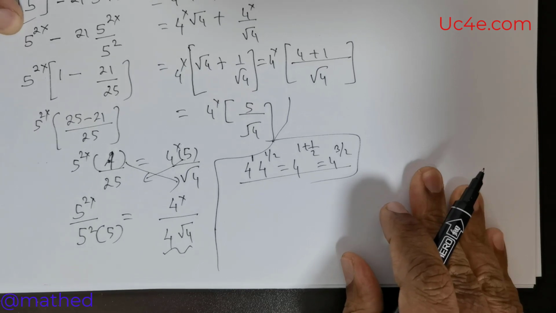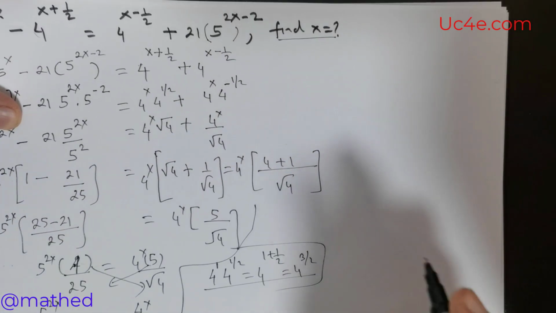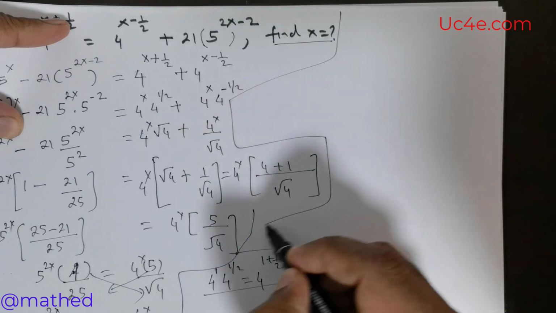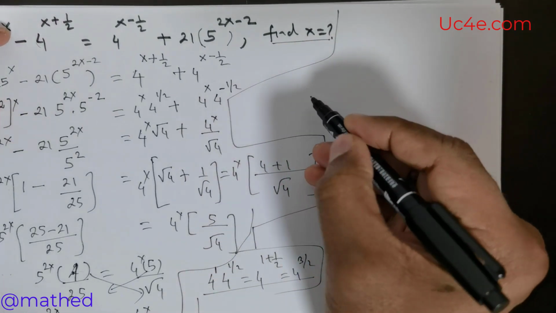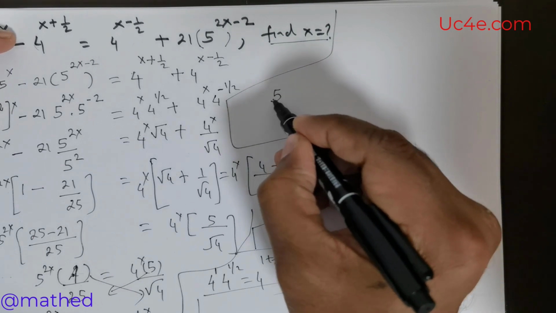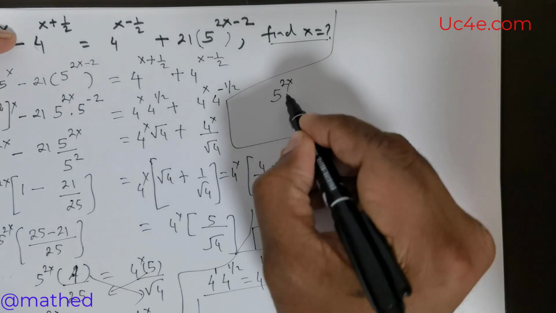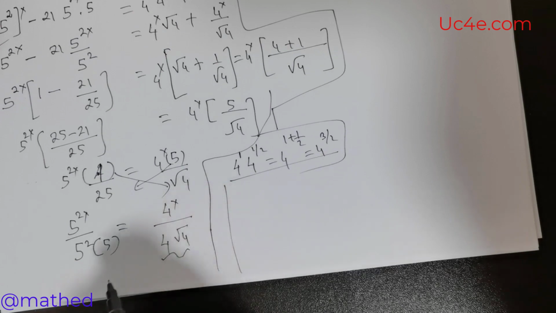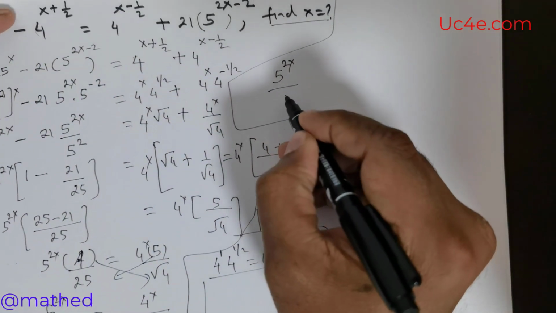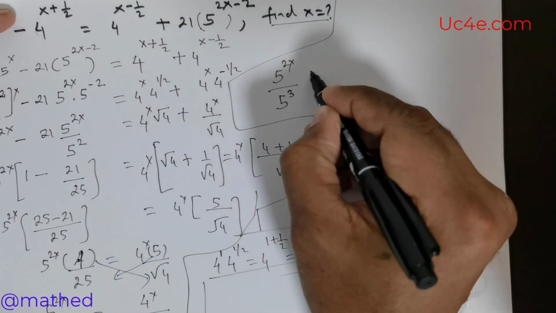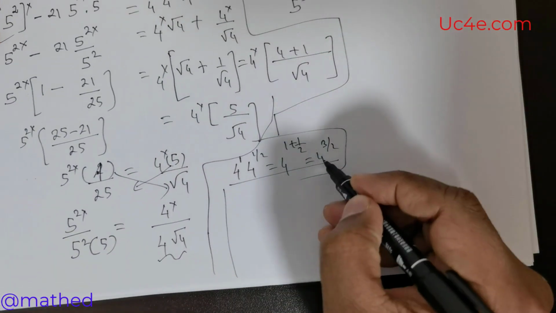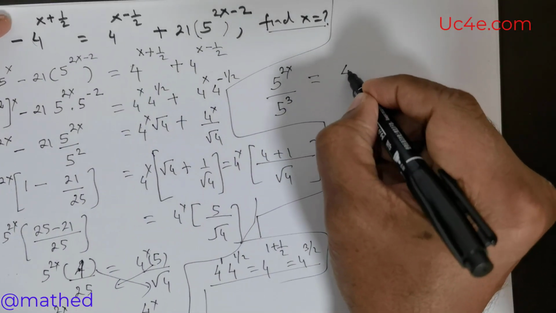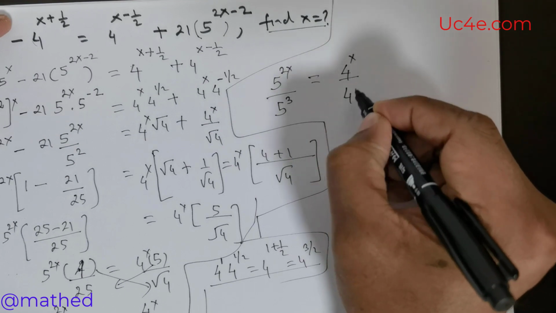Now what I will do is, let me just use this part of the space. So we have over here 5 raised to the power of 2x divided by 5 squared times 5, that's going to be 5 raised to the power of 3. On the right hand side, you've got 4 raised to the power of x divided by 4 raised to the power of 3/2. So this is what you have got.